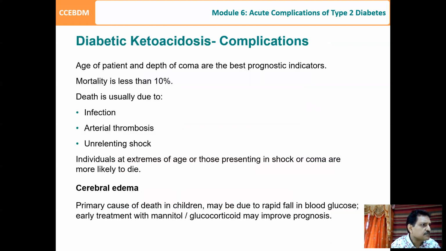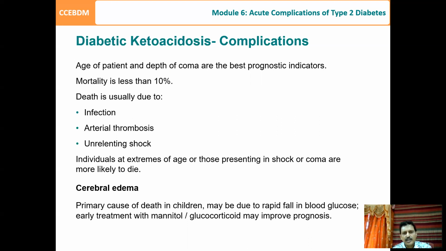There are a lot of complications of diabetic ketoacidosis. The most important complications are infection, arterial thrombosis, and shock. These are the three important complications. And the mortality of diabetic ketoacidosis is quite high. It is 10%. It is almost the same as that of hyperosmolar coma, though that has slightly higher mortality, say 10 to 20%. One of the important complications of diabetic ketoacidosis is cerebral edema.